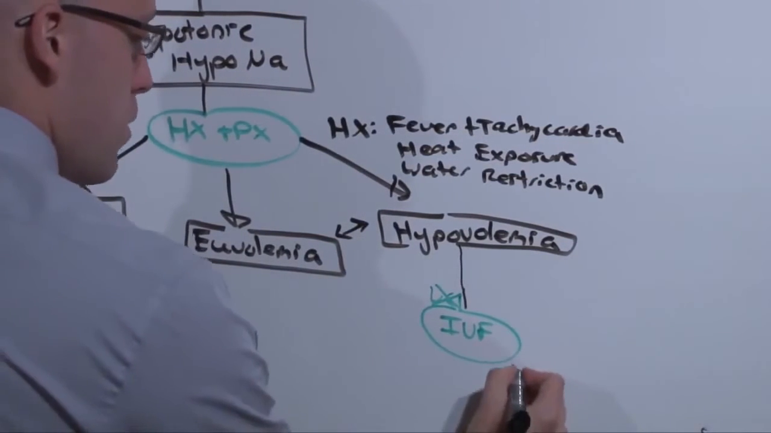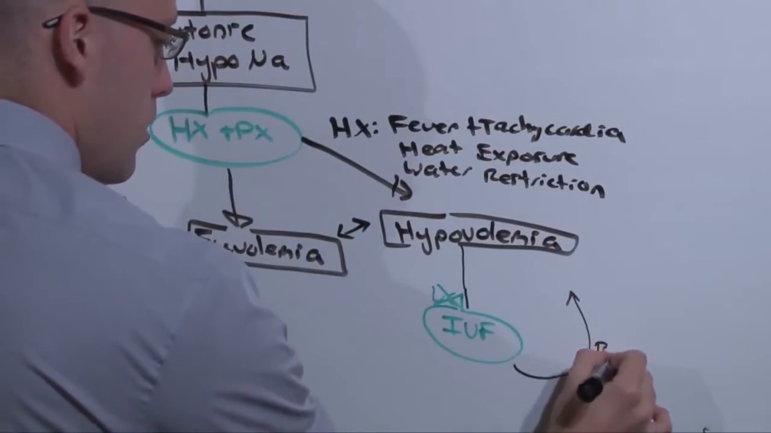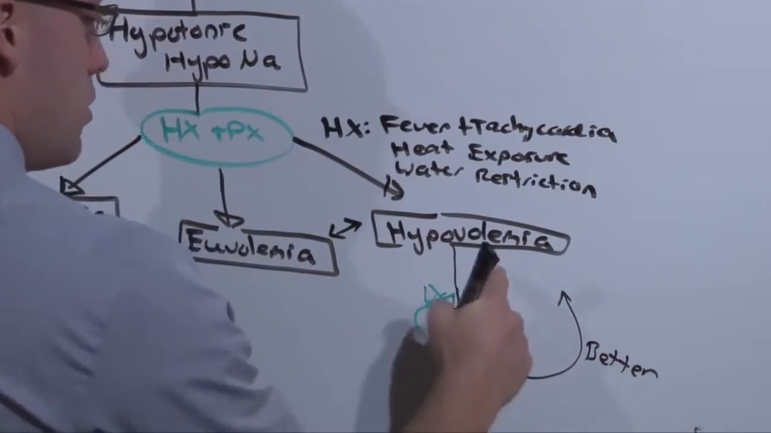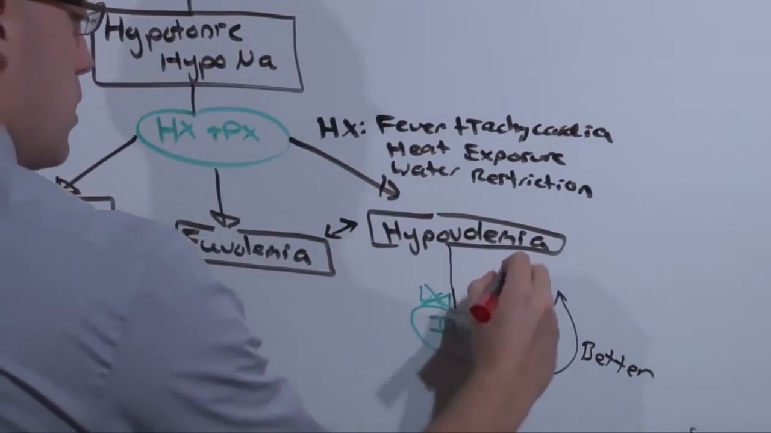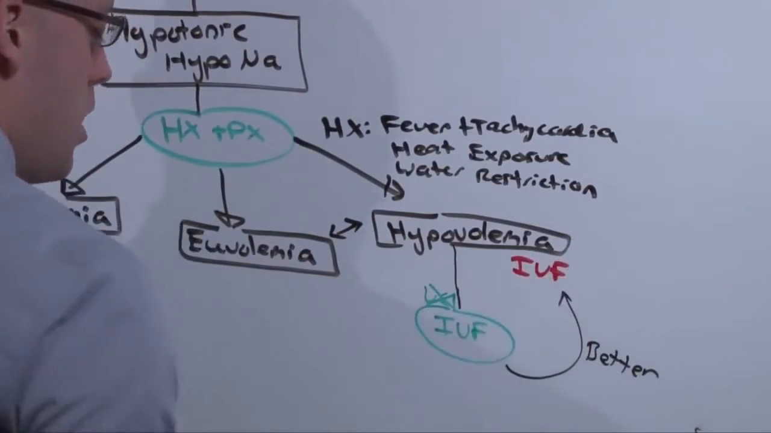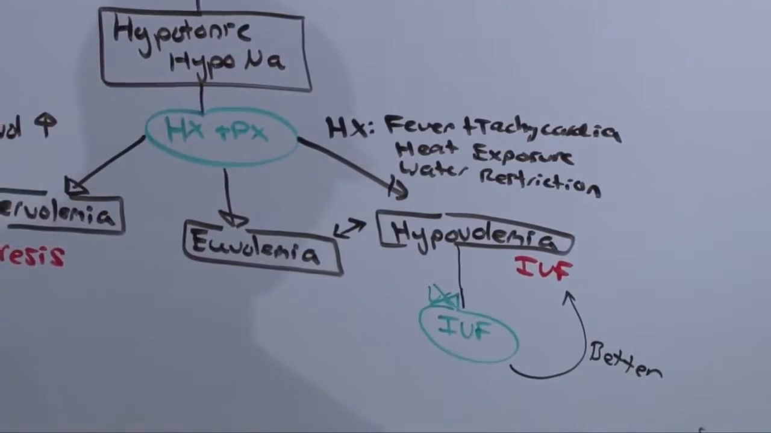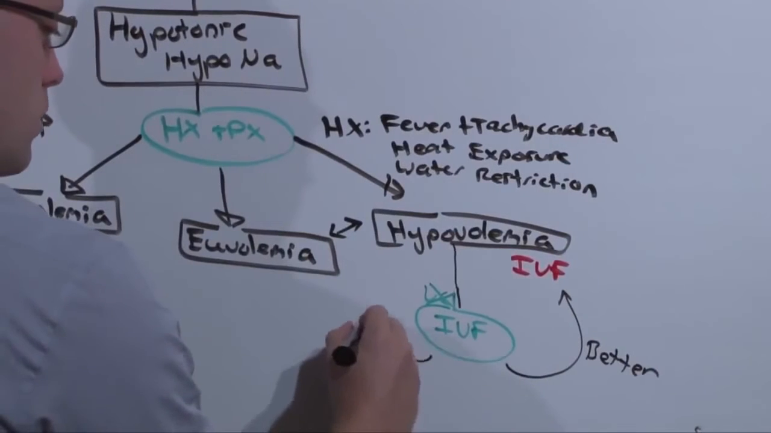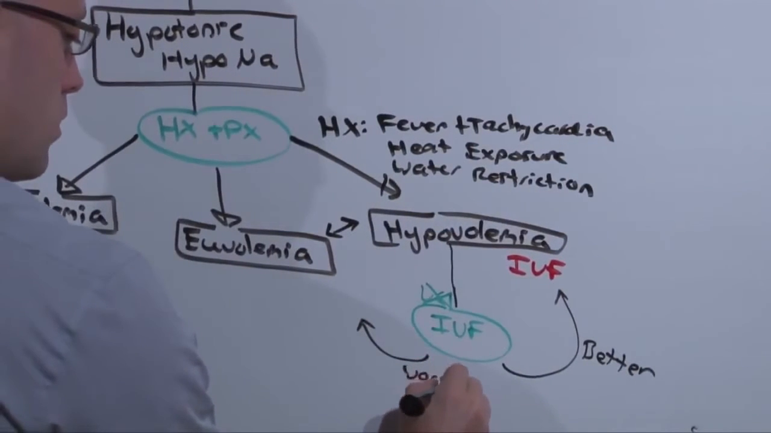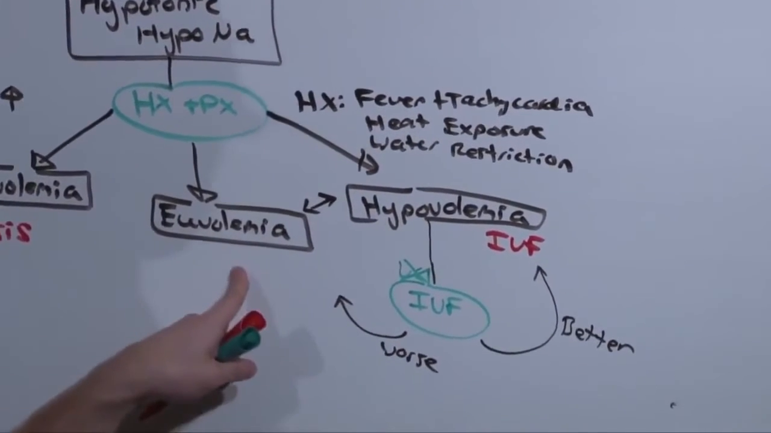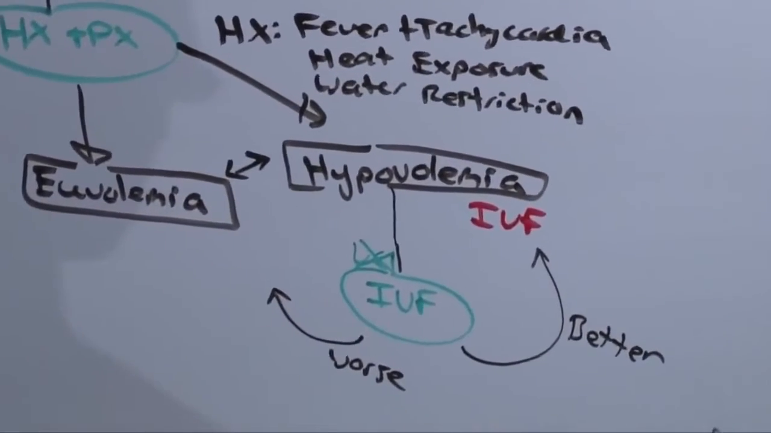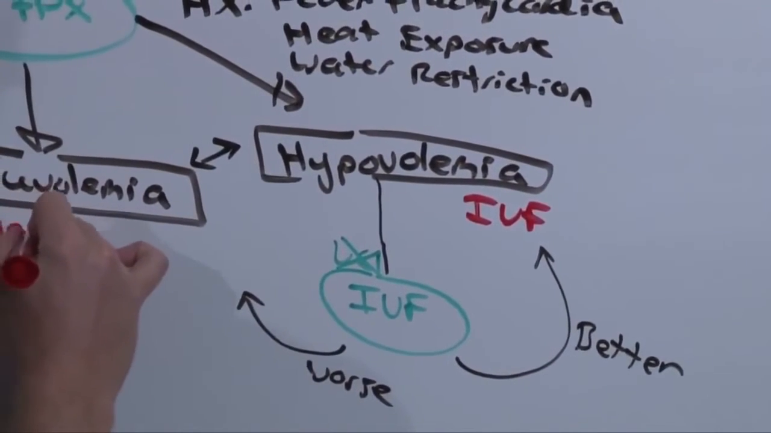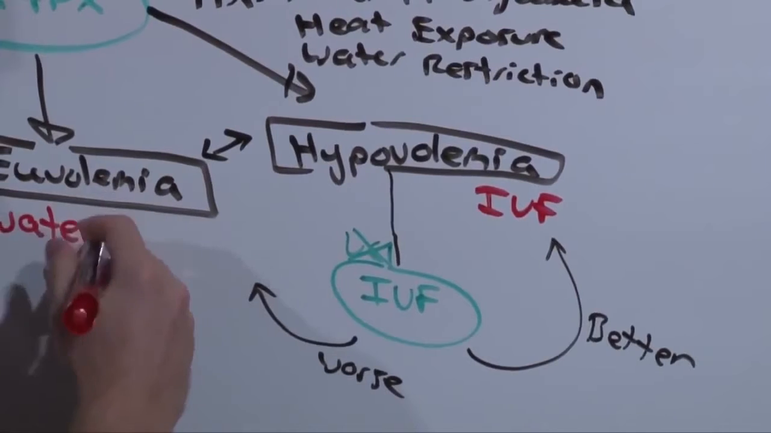If it makes them better, you were right. They do indeed have hypovolemia, and the treatment is more fluid. If you give them fluid and they get worse, the answer is that they were euvolemic and should have been water restricted, which is the treatment for the euvolemic hyponatremia.